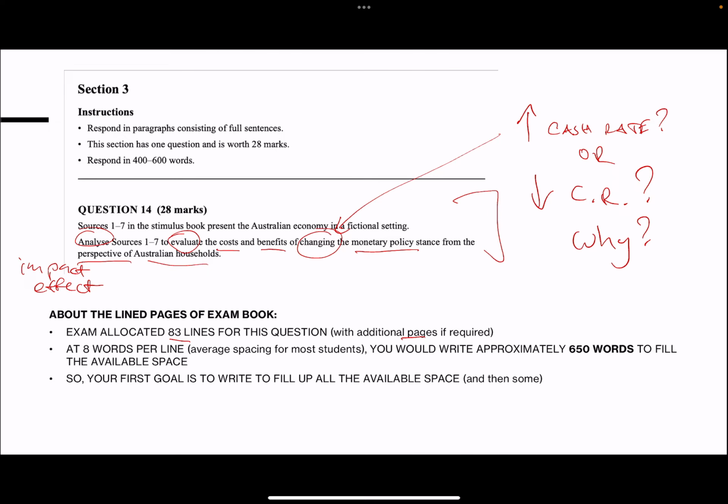So about the lined pages of the exam book, there were 83 lines for the question with additional pages if you needed them. Most of you guys write about 8 words a line. So if you filled that booklet, you would have written just over the word length. If you are just over the word length, apparently in the external, you can write as much as you want, but your goal should be to at least fill all the available space in the lines and then some. That's the first goal. It was worth 28 marks, 28 of the 65 of the whole paper. About 40% of your paper was on this one question.